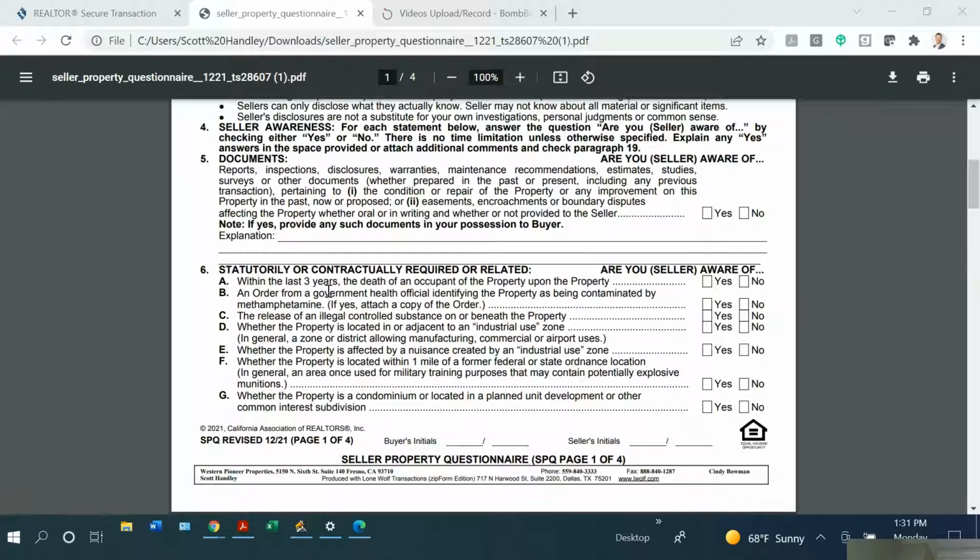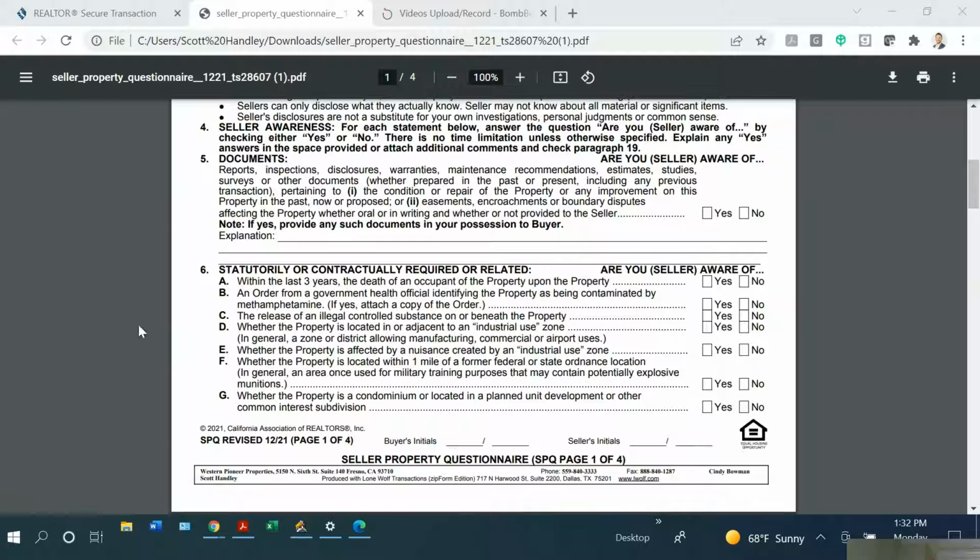Within the last 3 years, the death of an occupant of the property upon the property. So did someone die within 3 years? California law, yes or no? Okay. If it's yes, we want to know if it was a suicide, natural causes, things like that. So you'll want to answer exactly what it was. Remember, 3 years, though, is the statute of limitations on that. If someone died on the property 10 years ago, you don't have to put it on this form.